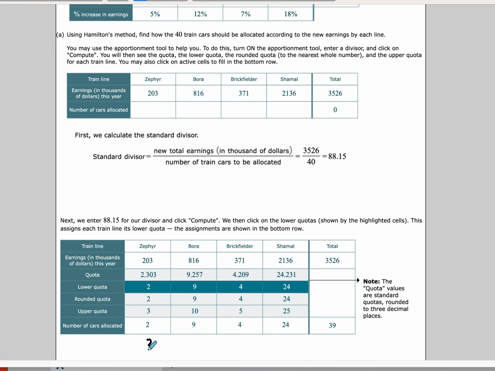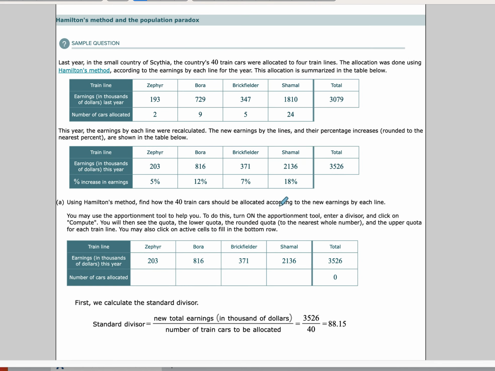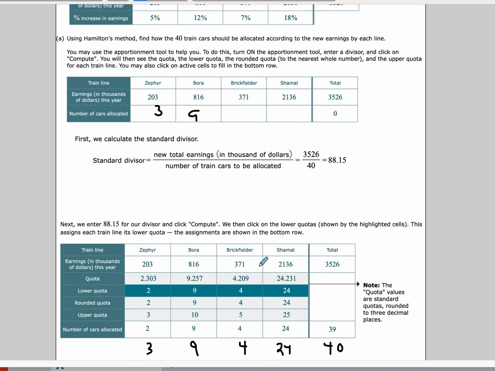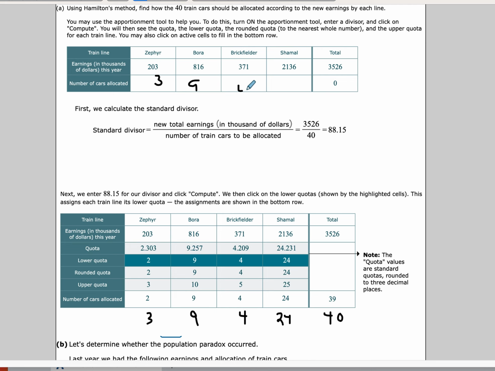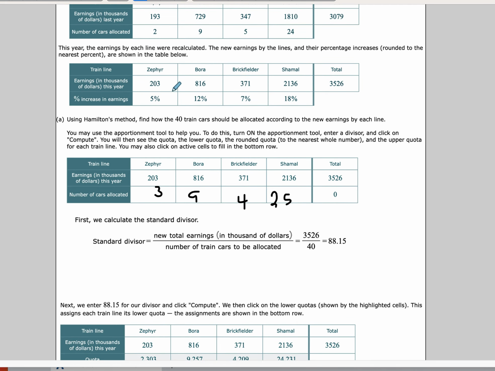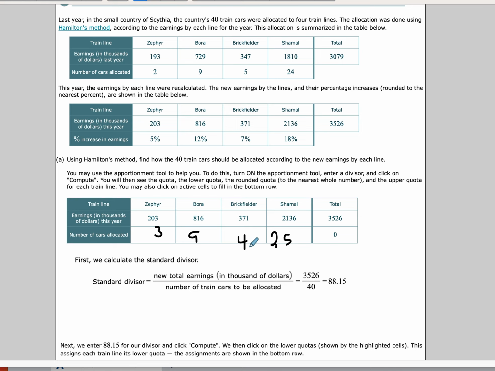So this would be 3, 9, 4, and 24 for a total of 40. So that would be what we would enter into our table. So up here in part A, when they ask us to enter it in, it would be 3, 9, 4, and 24. And now I want you to notice that even though they all increased, notice that Zephyr went up 1, this one stayed the same, but Brookfielder went down 1.